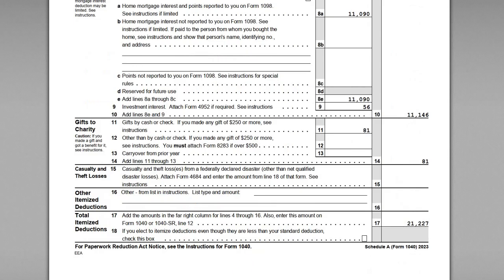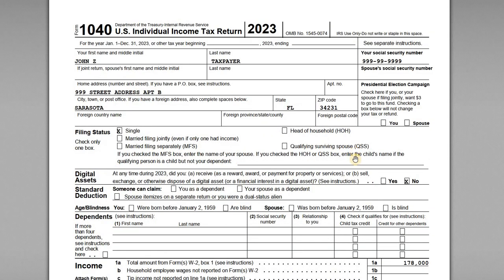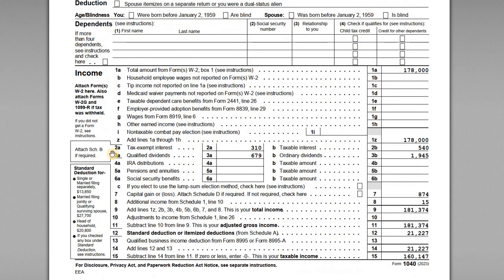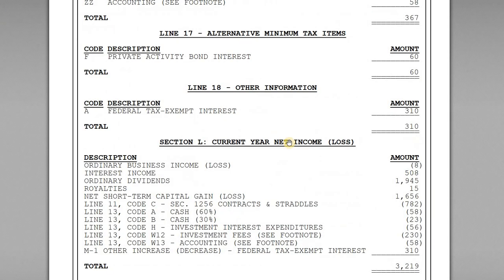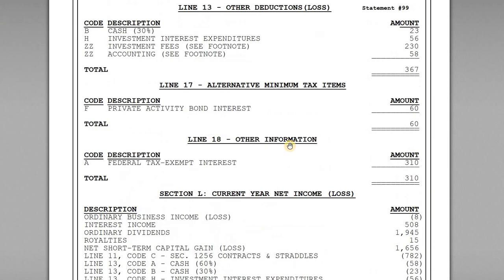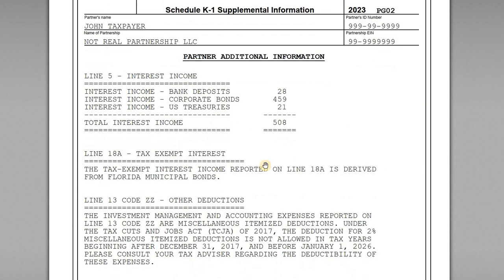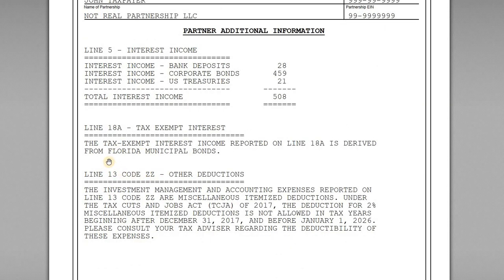So where does that get reported? Well, the $310 of tax-exempt interest is reported page 1, line 2A. So we have the $310 figure, and so it's not being included in taxable income. Now, the tax-exempt interest, depending on where it comes from, it could be taxable depending on your state of residence. So we have another footnote down here, line 18A. They're letting us know that all of the tax-exempt interest income is derived from Florida municipal bonds.